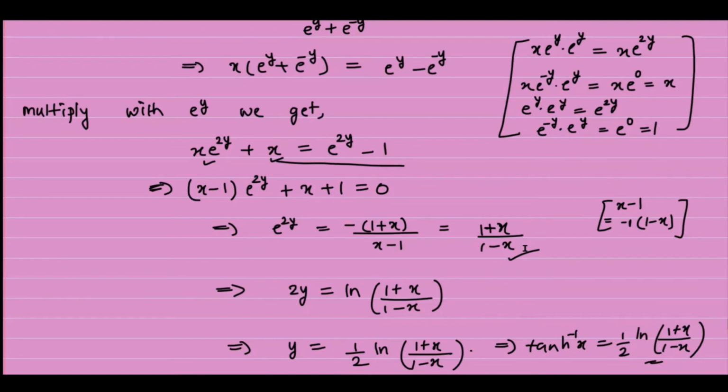Now we know that the logarithmic function is an inverse of the exponential function. So if you take logarithm on both sides, we will get 2y equal to logarithm of (1 plus x) by (1 minus x), which implies y equal to 1 by 2 logarithm of (1 plus x) by (1 minus x). And y is nothing but tanh inverse of x. So we got that tanh inverse of x equal to half logarithm of (1 plus x) by (1 minus x).